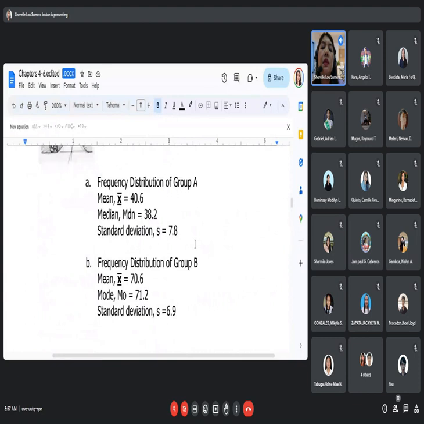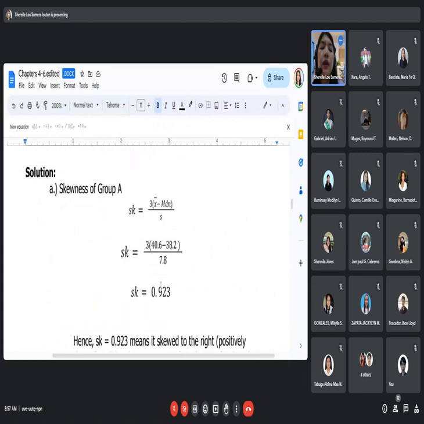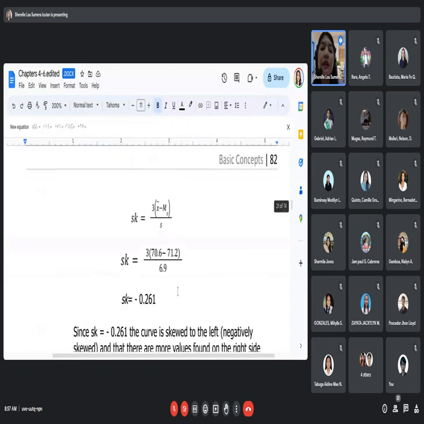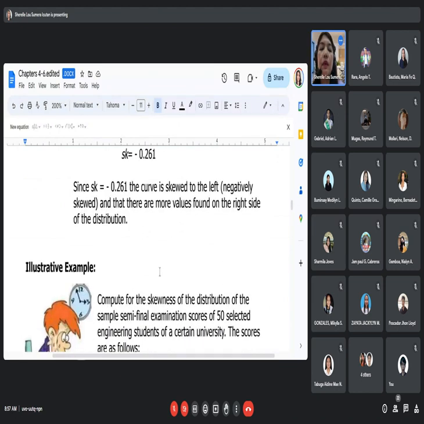Yan. So, may illustrative example dyan. Kunwari, may mean ka na, may median ka, may standard deviation. O, ilagay mo lang, compute mo lang. So, if your SK is positive, it means it's skewed to the right. If your SK is negative, it's skewed to the left. If your SK is 0, it means it's a perfectly skewed graph or it's like a bell-shaped curve.